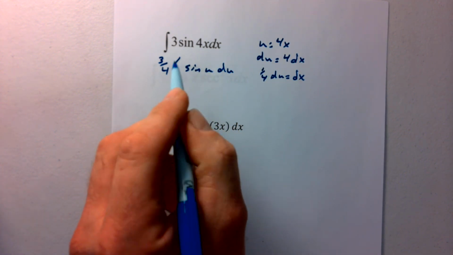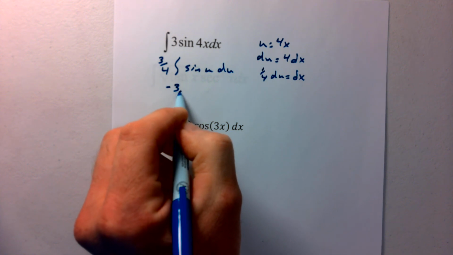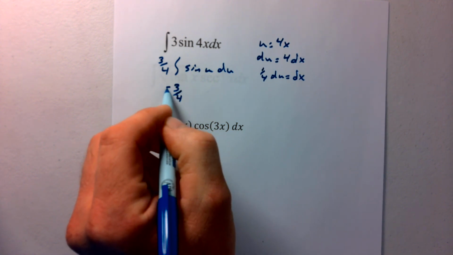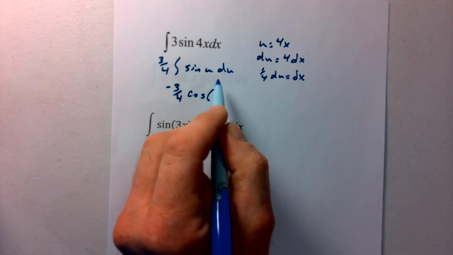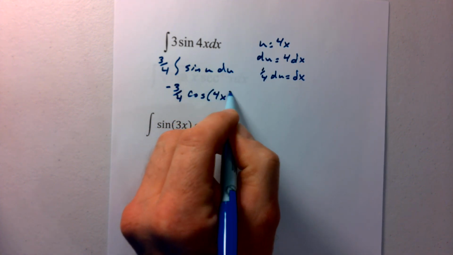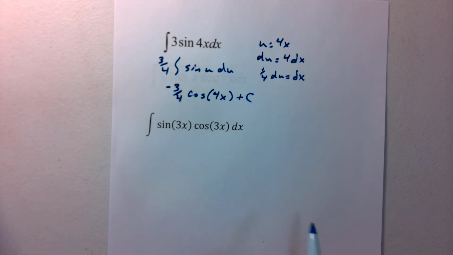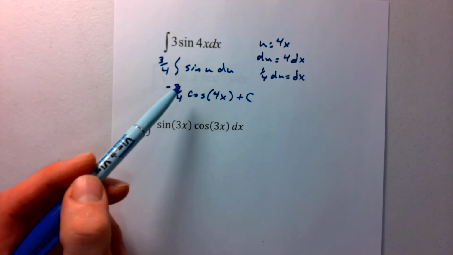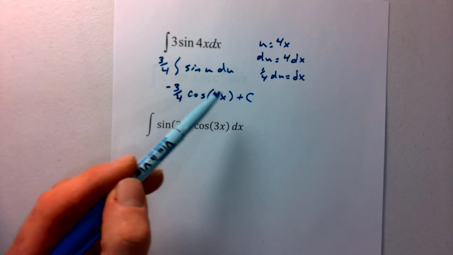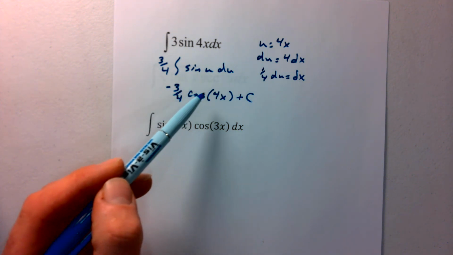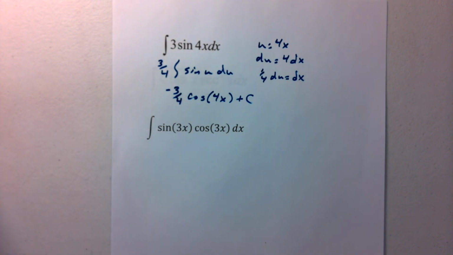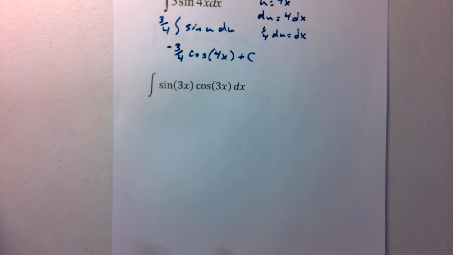We know the integration of sine of u is going to be negative cosine. So we bring that negative all the way out to the outside with my 3/4. The cosine of our u is actually 4x plus c. So I'm doing a little bit of work as I take my integration and replace my u. If you want to step that out, by all means, there's no reason why you can't.